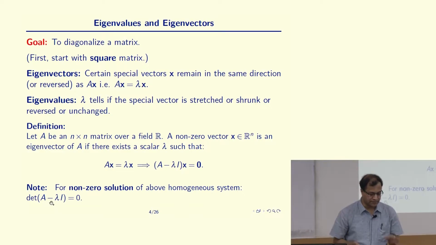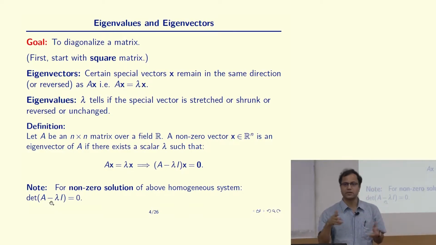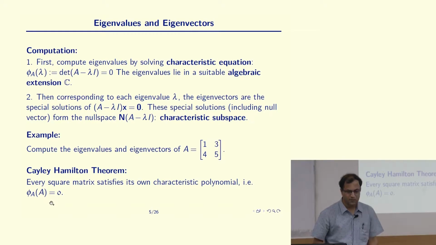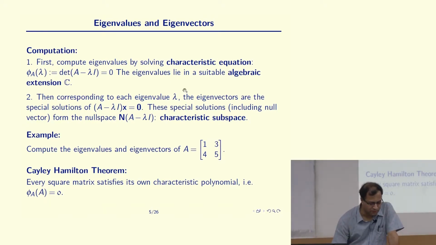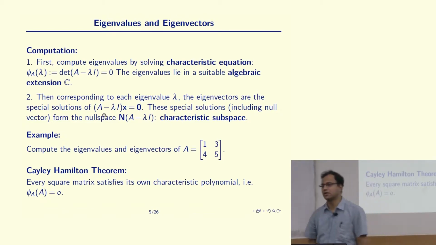So this equation, determinant of A minus lambda I equals 0, will give us the values of lambda, which will be giving us the eigenvalues. So this will be a polynomial. What will be the degree of this determinant of A minus lambda I? This will be a polynomial in lambda.